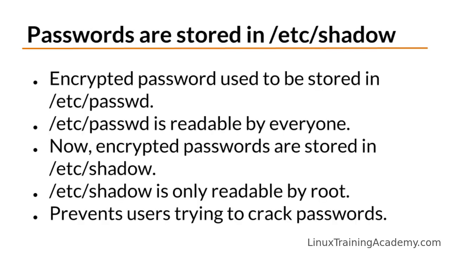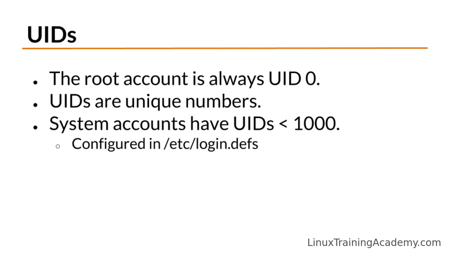Historically, encrypted password information was stored in the /etc/passwd file following the username. However, the /etc/passwd file is readable by anyone on the system, so storing password information, even encrypted, is a security risk. Now, by default, the encrypted password information is stored in /etc/shadow, which is only readable by the superuser account. The UID is a unique number. The root account is always UID 0. Accounts meant to be used by the system typically have UIDs lower than 1000. This is configurable, however, by updating the /etc/login.defs file.